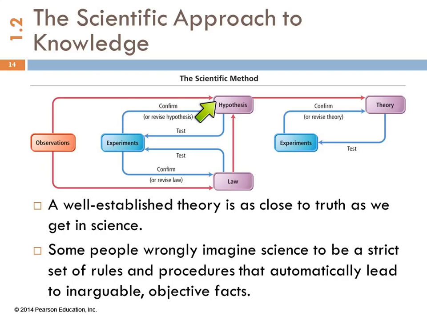Observation can lead to a hypothesis. I think this is why this is happening, and then you test it. So you take that hypothesis and you test it with an experiment. And the result of that experiment causes you to either affirm the hypothesis or modify it or discard it. And so we often go around in these loops multiple times.